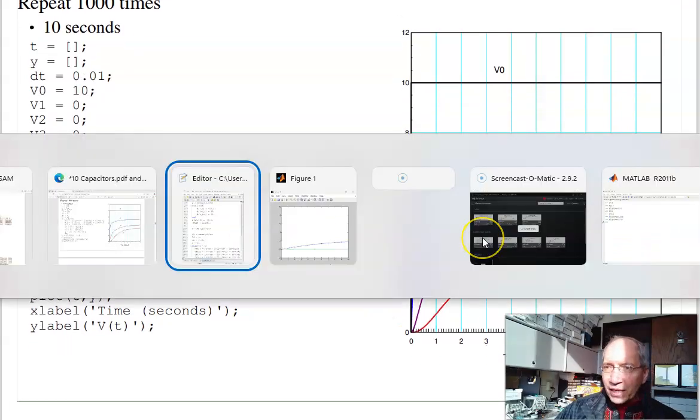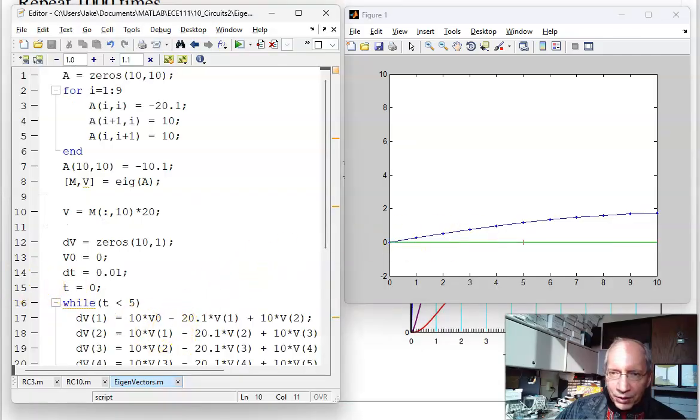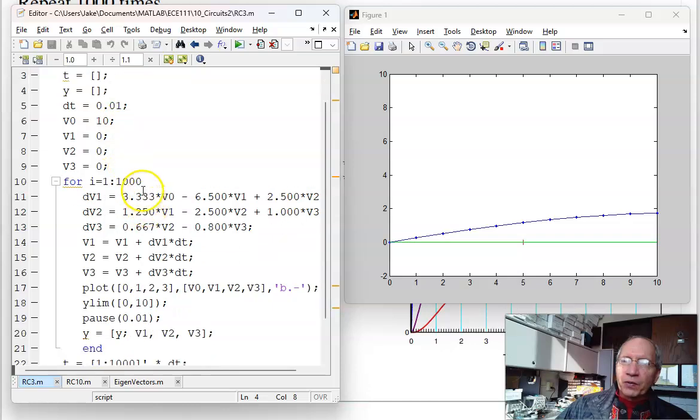So what that looks like in Matlab. Here's your RC3. I'm going to start out at 0 volts. My input is 10 volts. There's my step size. For 1,000 iterations, or 10 seconds, calculate the change in voltage. Now integrate. The new voltage at 10 milliseconds later is the old voltage plus the slope times the step size. Repeat for V1, V2, V3.